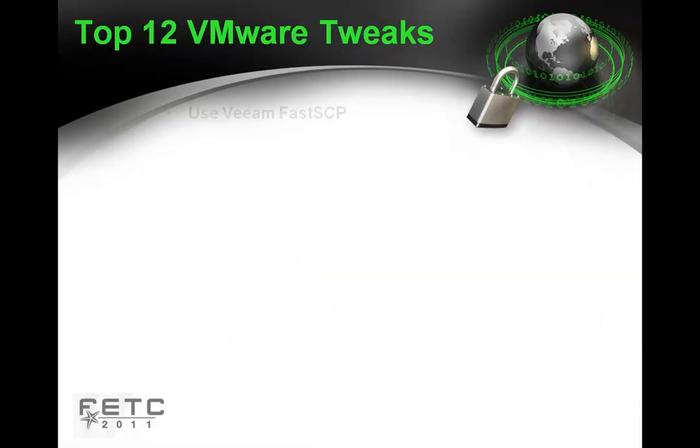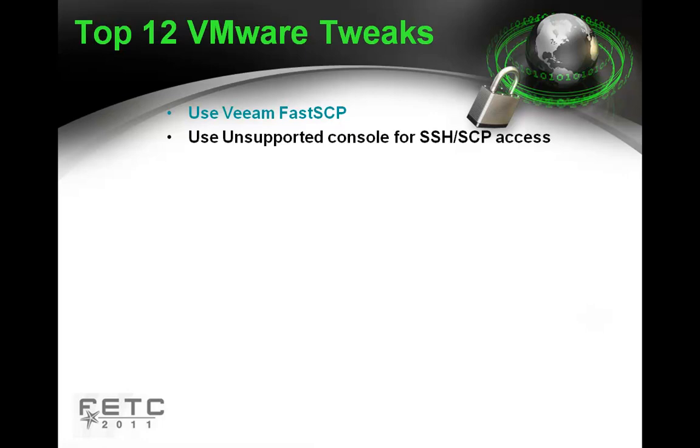Let's look at some VMware tweaks. I recommend using Veeam FastSCP, and I use that with the unsupported mode. I go into VMware, go into unsupported, and use the SSH SCP access. I do it on 4.0 and 4.1. Then I can download all my virtual machines, and I don't have to pay for the big VMware infrastructure. I can use ESXi free. I've got my license, and I'm able to download my stuff.